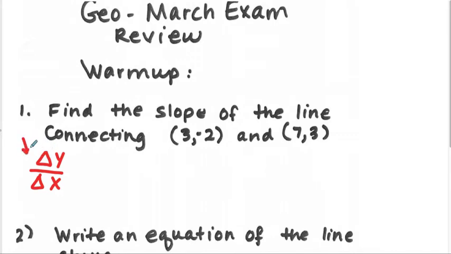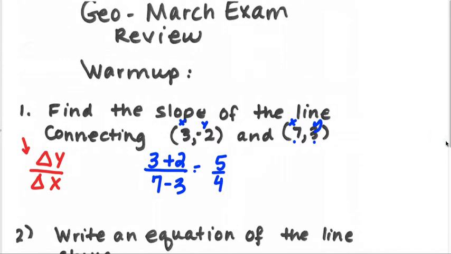Change means subtract. So we take our points, remembering that this is an xy and this is an xy, and we subtract our y's. So we would do 3 minus -2, which becomes 3 plus 2, all over 7 minus 3. We have to make sure that if we pick this 3 to start, then we have to pick this 7 to start for the x's, which gives me 5 over 4.